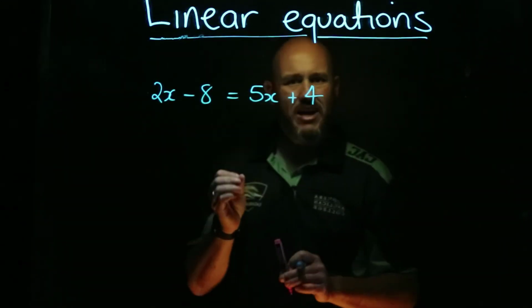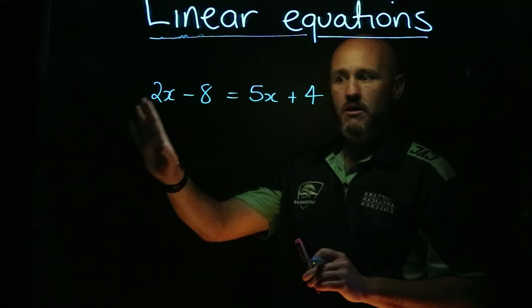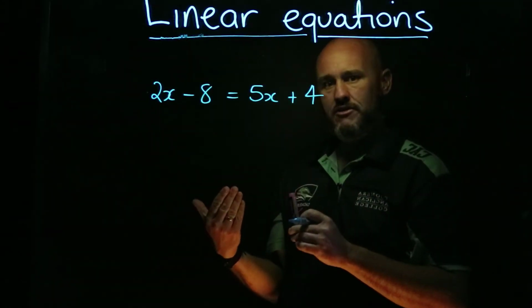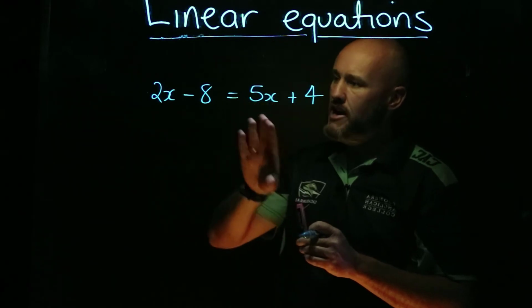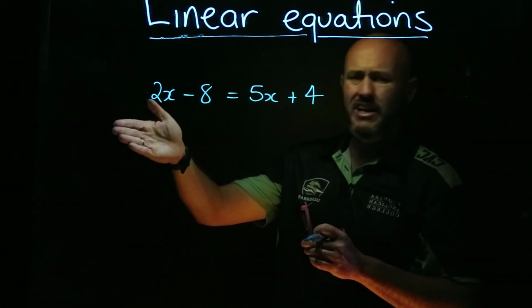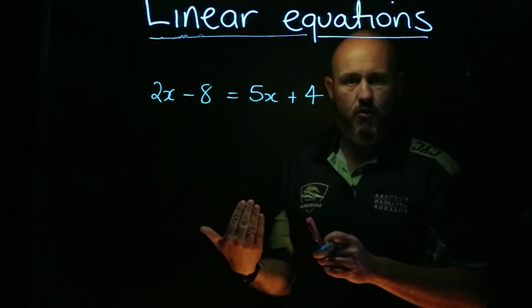So what tends to happen in equations is we desperately want to get all the x's over here on the left-hand side. Now, I do want to do that, but I'm wary of that situation because I know it's going to create a negative x. So I subtract 5x over to here, I get negative 3x. So it's actually not ideal. And where I can, I'm going to try and avoid negatives.